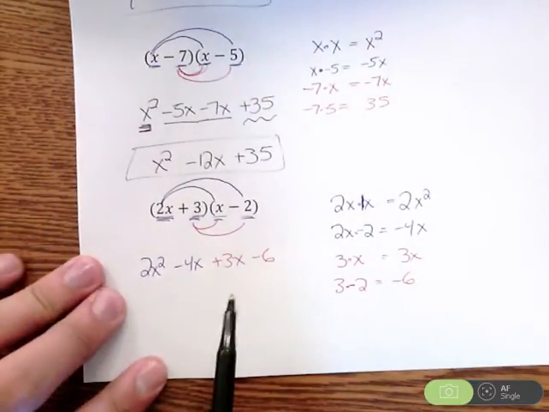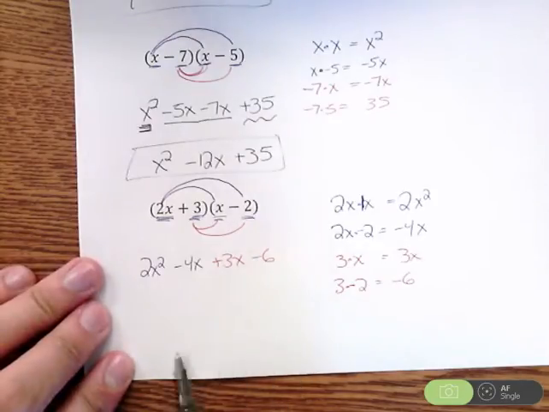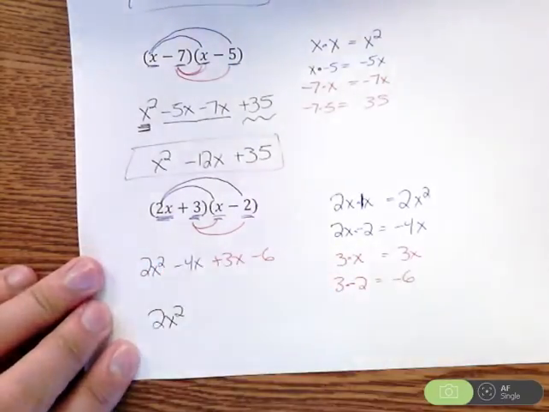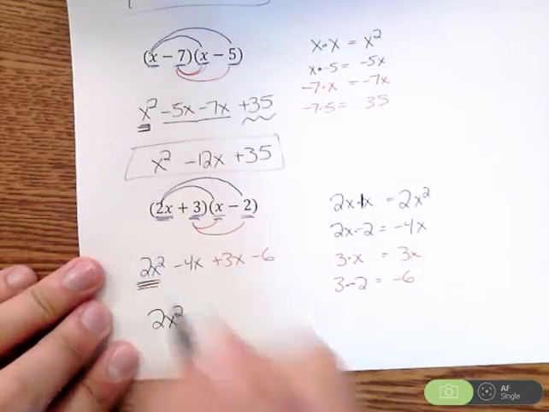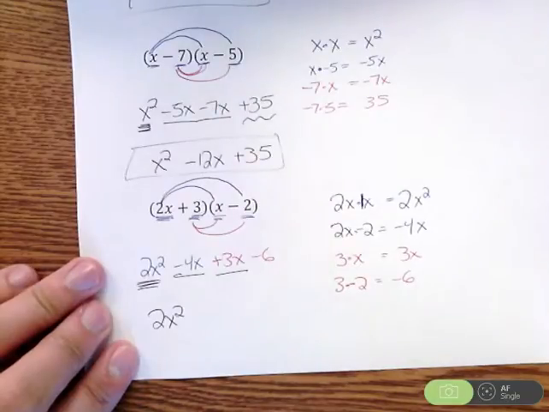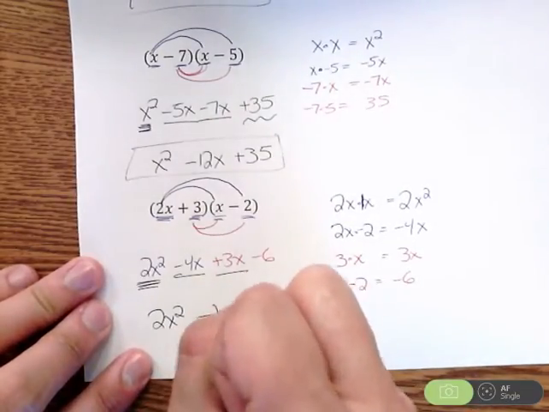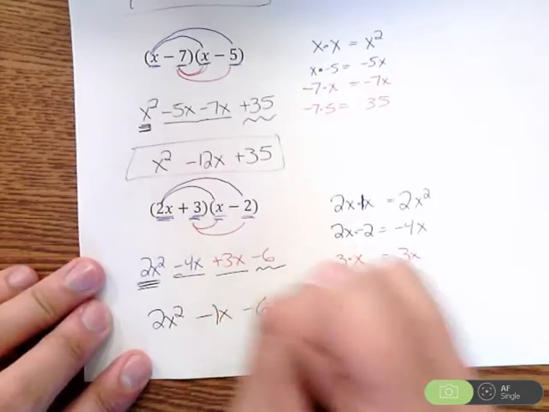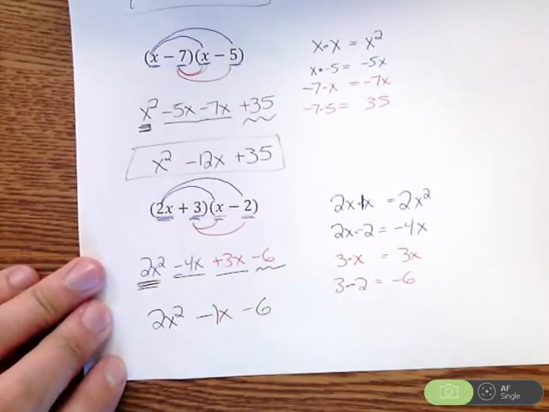The only thing left to do is combine like terms. Start with the x squareds, work to the x's, work your way down. So I have 2x squared, so 2x squared. I had no other x squareds there. I have a negative 4x plus 3x. Negative 4x plus 3x is negative 1x. Then I have this negative 6 here, which I'm going to bring on down, negative 6.